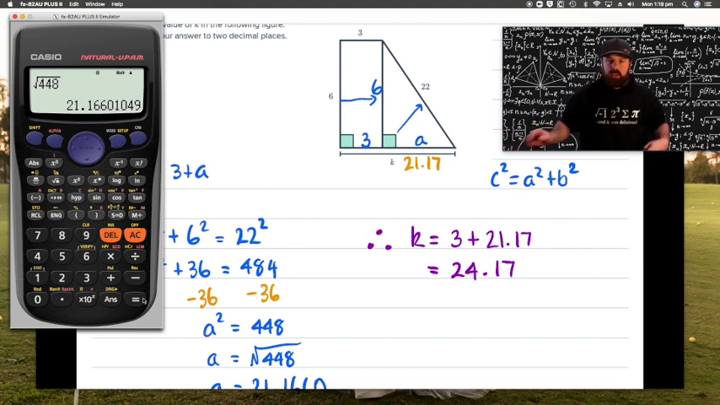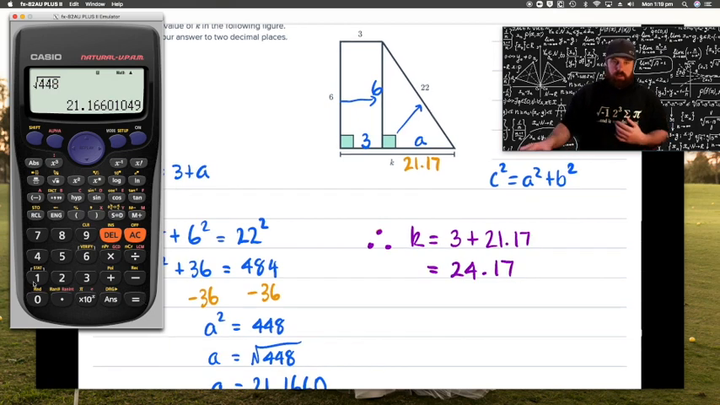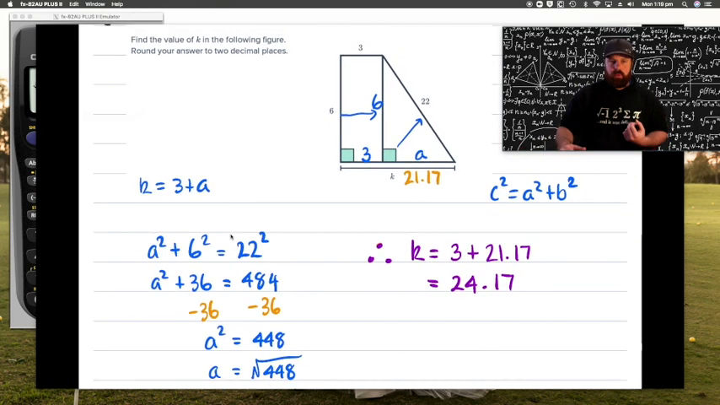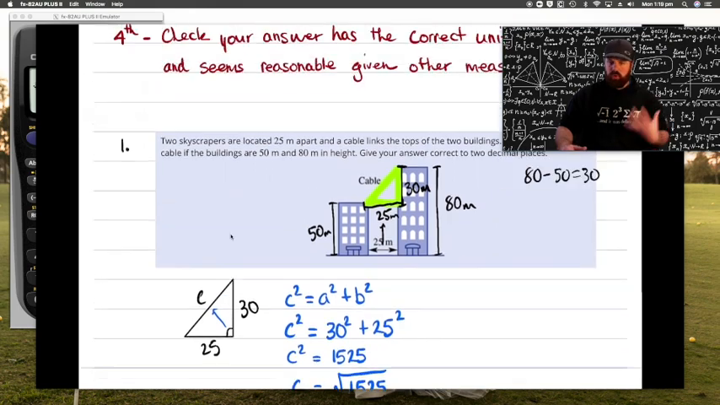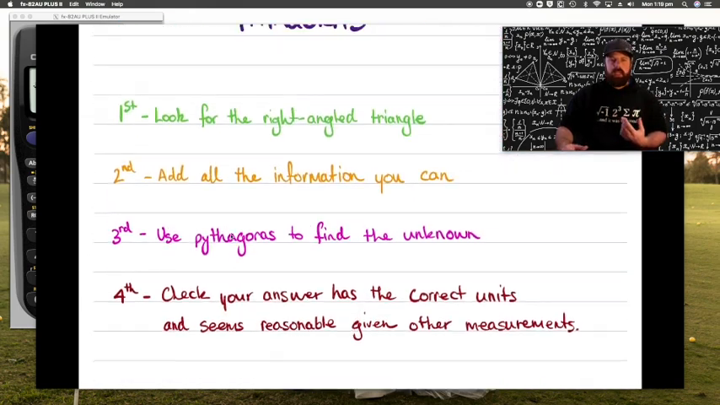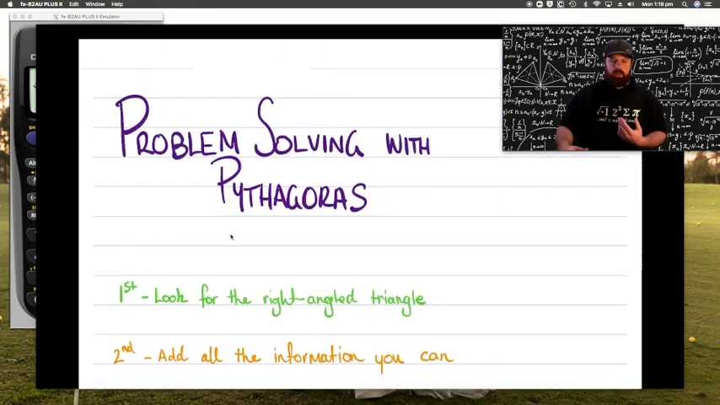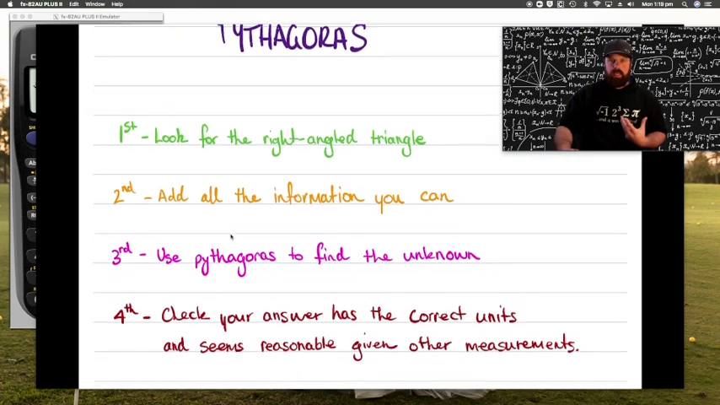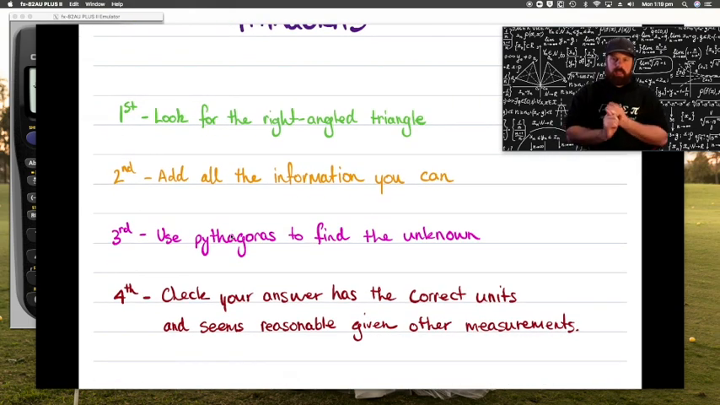Right, so just quickly running back through what we should be doing with problem solving type questions is, first of all, we should be looking for where is the right angle triangle. Can we find one? Let's draw it in there. After we've drawn the right angle triangle in there, or identified it if it's already drawn, let's add all the information we can to that triangle. What are the lengths of the two short sides? What's the length of the hypotenuse?